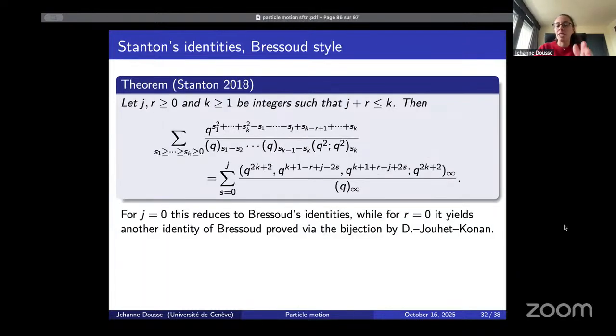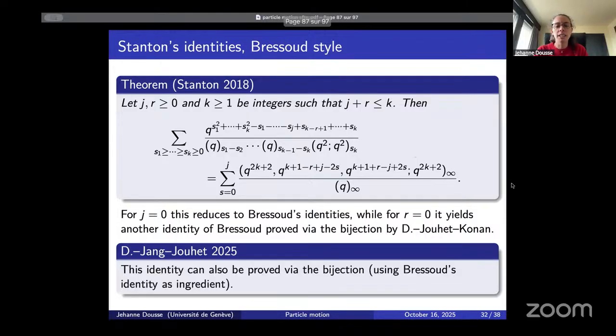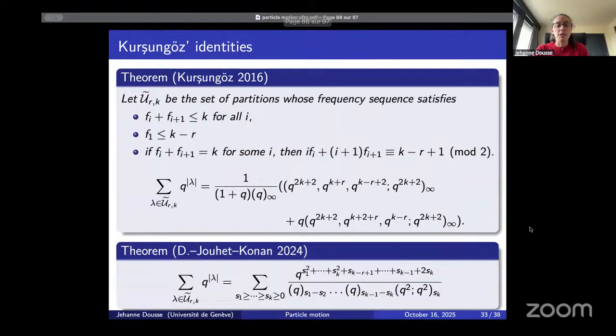And there was a similar identity by Stanton, which generalizes Bressou in the same way that the previous one generalizes Andrews Gordon. So this one we can also prove using a similar idea, the same bijection. And there was another theorem of Kurşungöz, which had the same conditions as Bressou, but the opposite parity condition. So there is just a +1 here, that's the only difference.